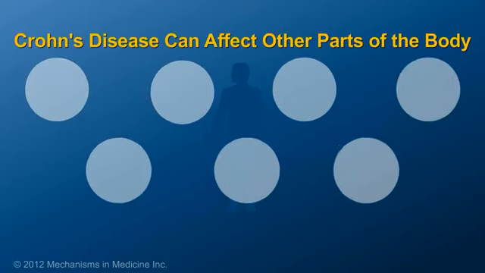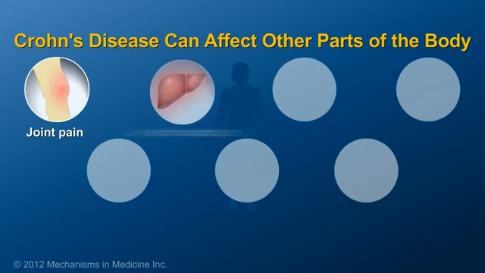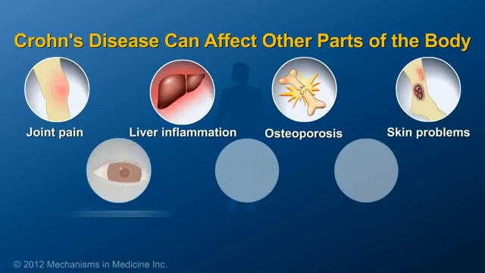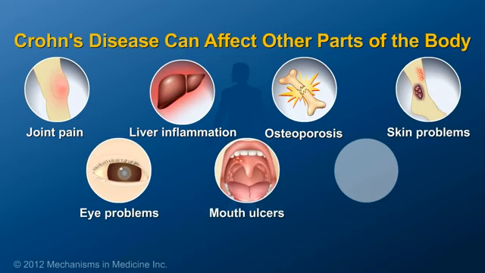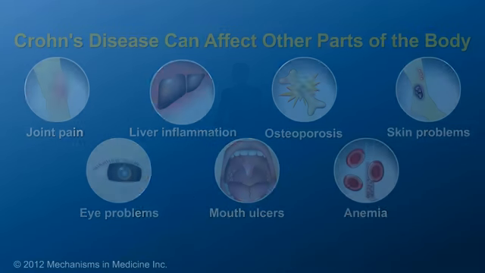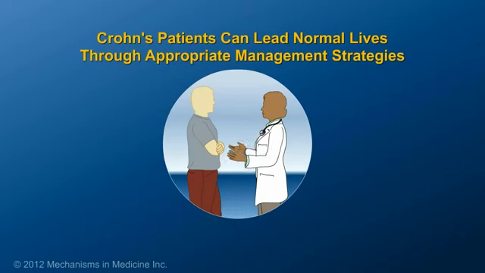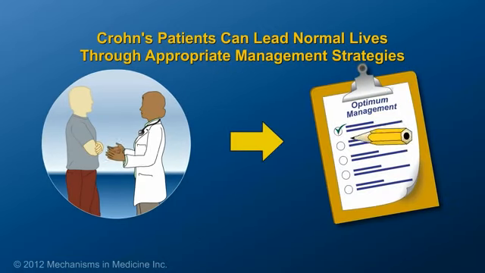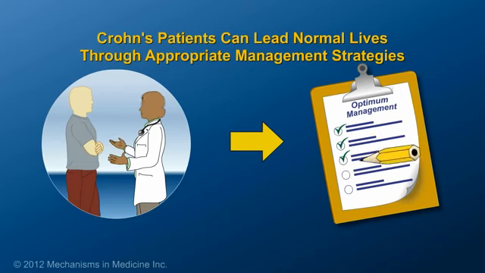Symptoms outside of the GI tract can include joint pain, liver inflammation, osteoporosis, skin problems, eye problems, mouth ulcers, and anemia. Patients with Crohn's disease should expect to lead normal lives in consultation with their healthcare providers. The goal of the healthcare provider is to help people manage Crohn's disease, rather than having the disease manage them.